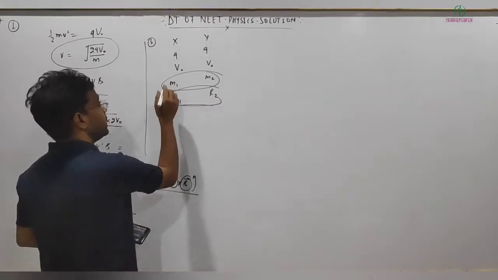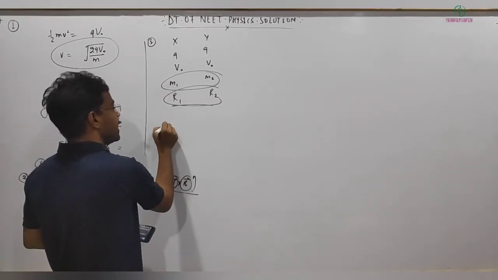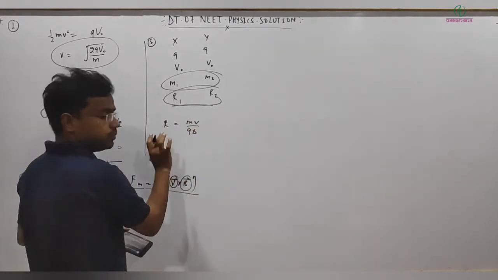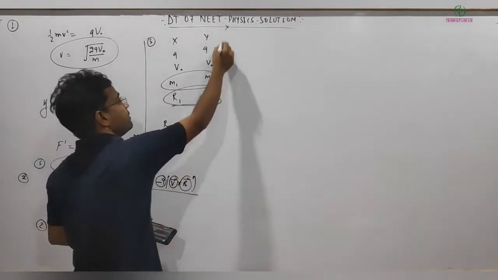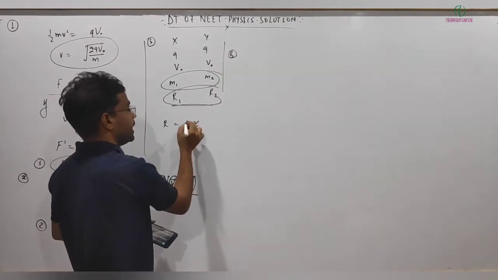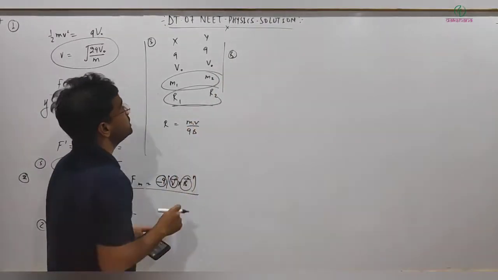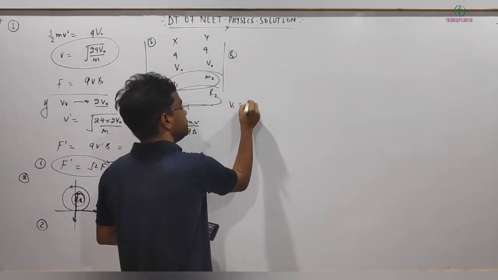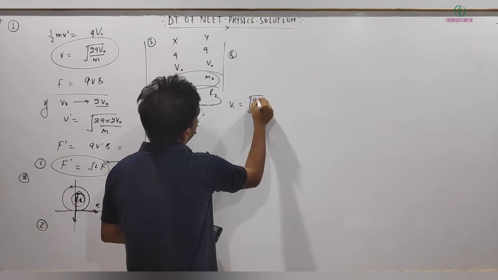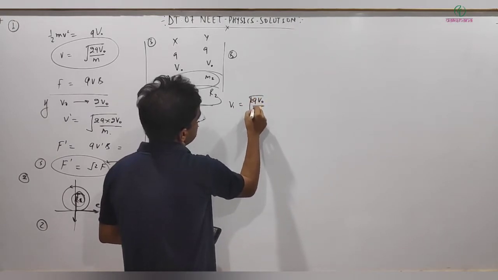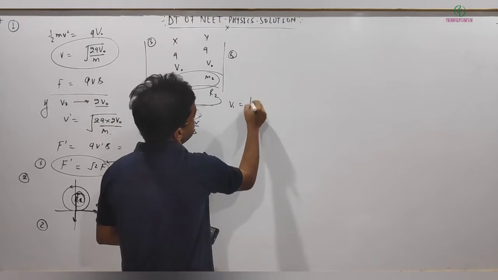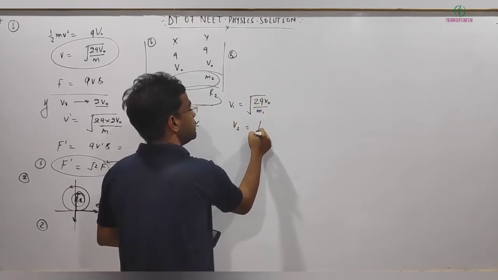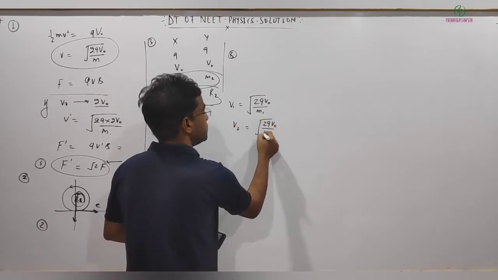So first thing is we know r is equal to mv by qB. We have q, it's given the same, B the magnetic field we can take also, and mass m1 we can take, and velocity depends on V naught. So we can write velocity v1 will be equal to under root 2qV naught divided by m1. Similarly v2 will be under root 2qV naught divided by m2.